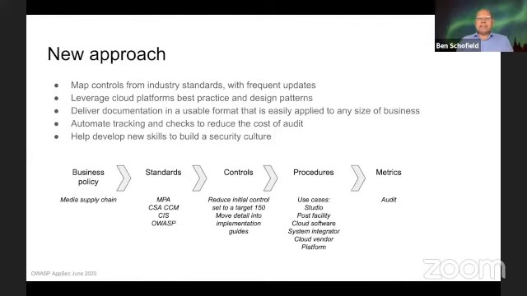I think the other thing to say is that the cloud platforms in this move to cloud also have a lot of best practice and design patterns that are available.